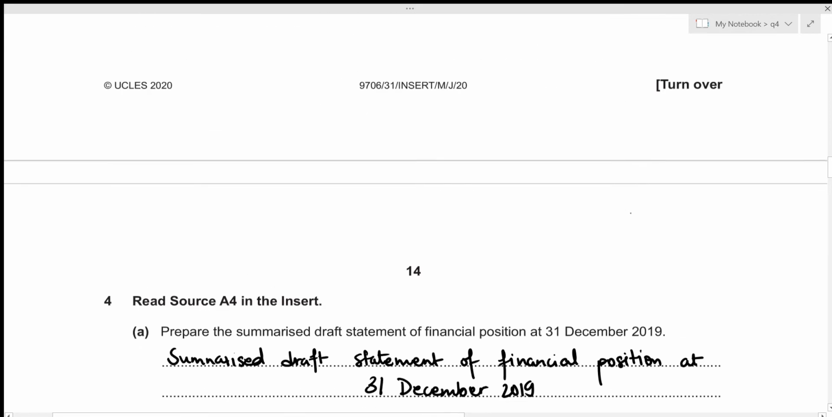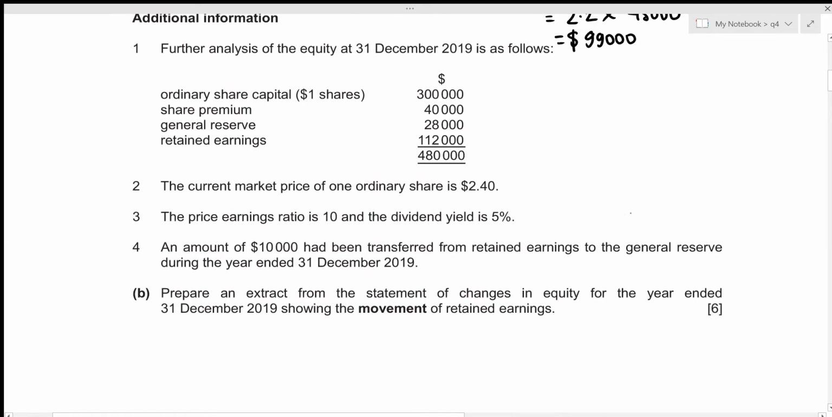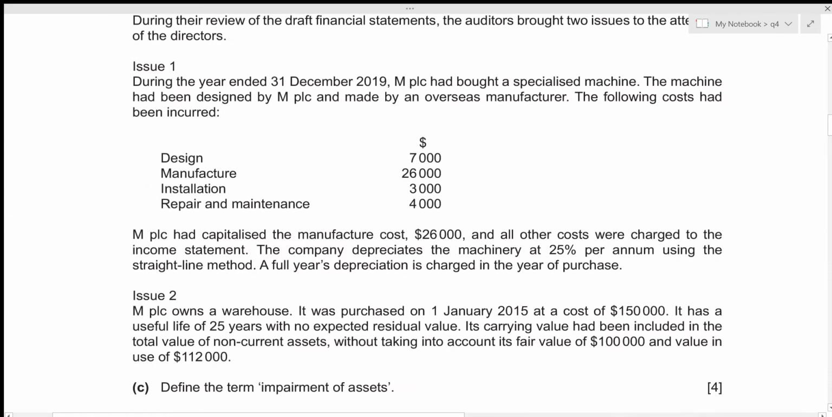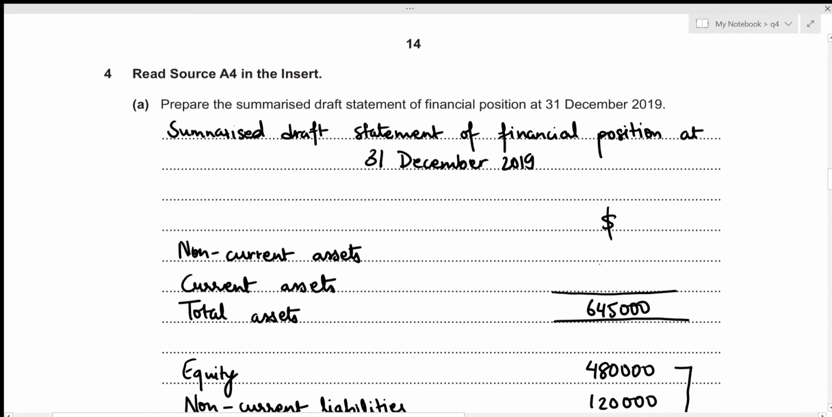Okay, let's have a look above. We also figured out our current assets to have the value of 99,000. So let's substitute this value into our statement of financial position. So we have current assets of 99,000. And then this non-current assets value, we have not figured it out yet. So this will act as our balancing figure.